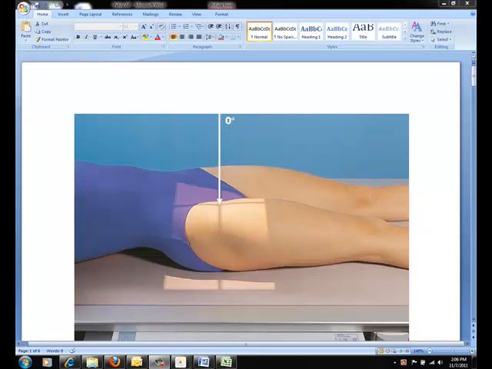For an AP projection of the hip, internally rotate the lower limb and the foot approximately 15 to 20 degrees to place the femoral neck parallel with the plane of the IR. Direct the central ray perpendicular to the femoral neck.